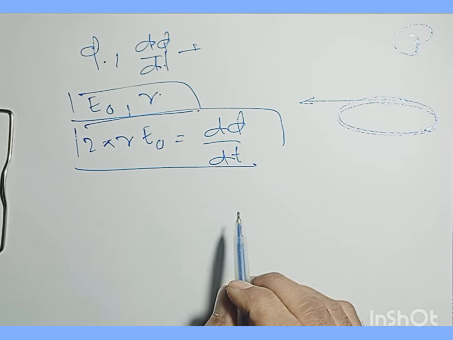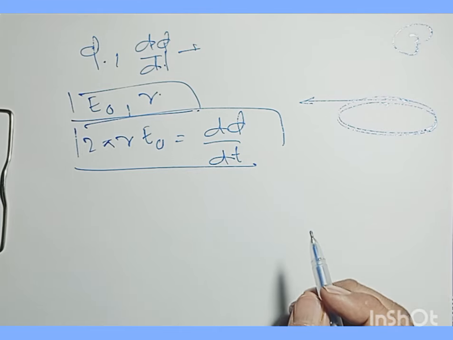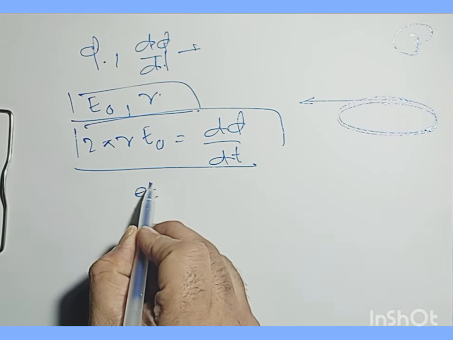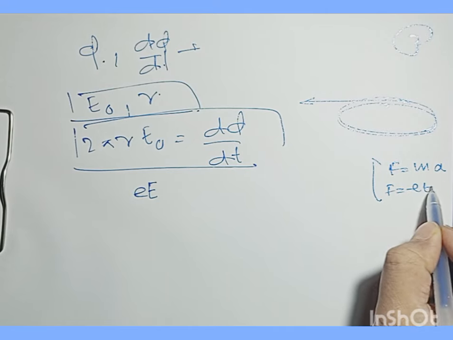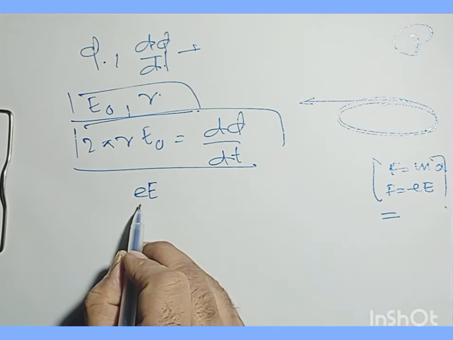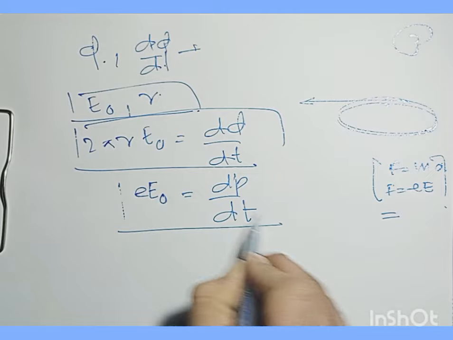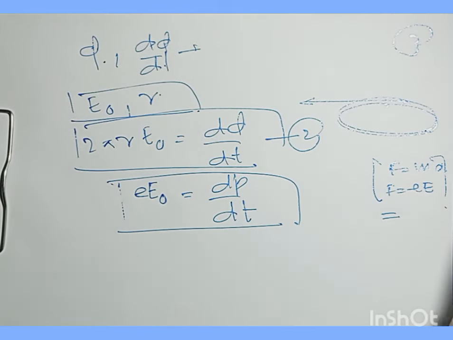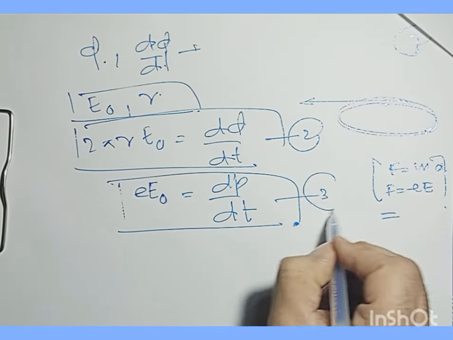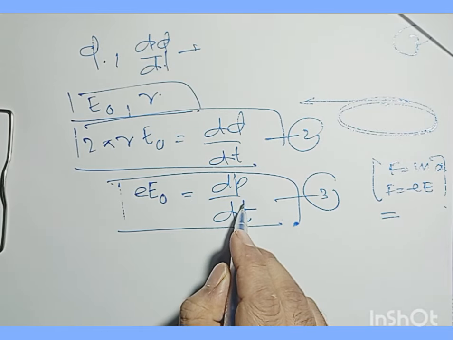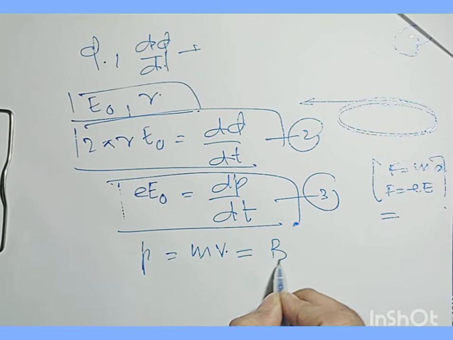And the force that's acting on the electrons will be equal to the rate of change of the momentum. So force is basically rate of change of momentum. If I take the force on this electron, F is equal to eE, because F is MA and F is eE. So for force we have eE naught, that's the rate of change of momentum. Now let me call this 1, this 2, and this 3. Now, for P, P means MV, and this MV is simply BeR.